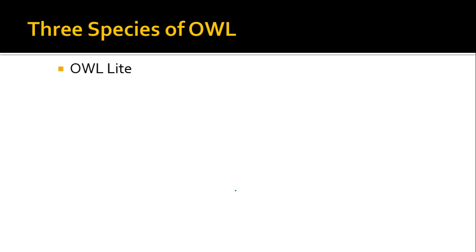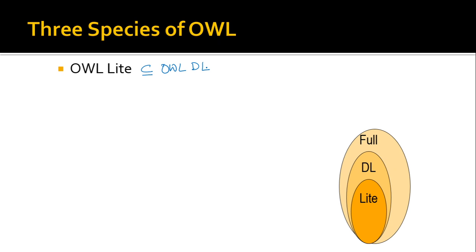The most liked version is OWL Lite. Here we are stripping off more functionalities from OWL DL, and we are getting OWL Lite. So in that sense you can say OWL Lite is a subclass of OWL DL, right? So the relations that exist between OWL Lite, DL and Full: every OWL Lite document is an OWL DL document, and every OWL DL document is an OWL Full document, right?